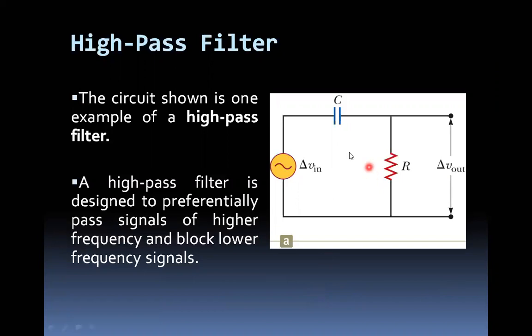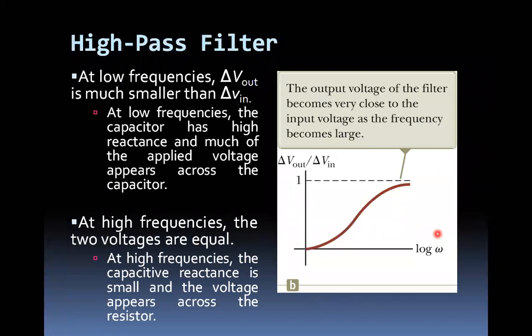You can see the connection. This is how the connections are made, and the output is measured across the load resistance. At low frequency, V out is much smaller than V in. So what is happening? The capacitor has a high reactance and much of the applied voltage is across the capacitor. At high frequency, the two voltages are equal. So at high frequency, the capacitor reactance is small and the voltage appears across the resistor. You can see here, the output voltage of the filter becomes very close to the input voltage as the frequency becomes large.